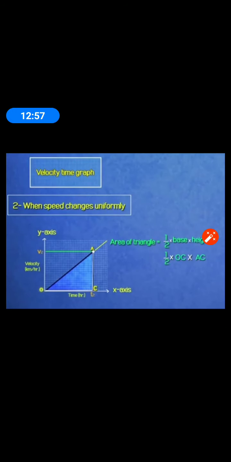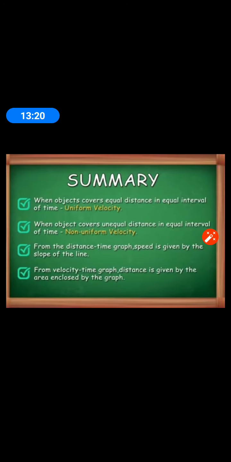This is the required distance from the velocity time graph when the velocity or speed changes uniformly, meaning acceleration is present over here. That is, the area of the triangle is half OC into AC, or you can say the distance is half OC into AC. Now at last, I would like to recall what we have studied in this chapter.